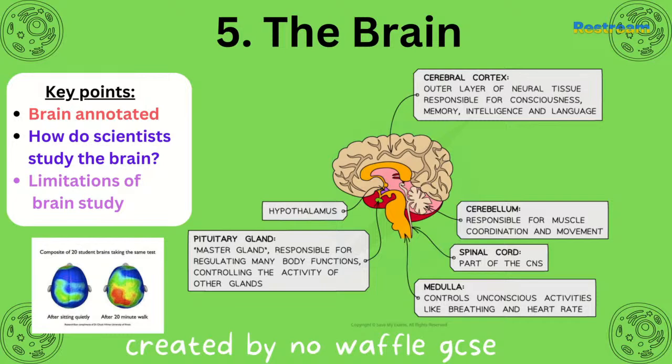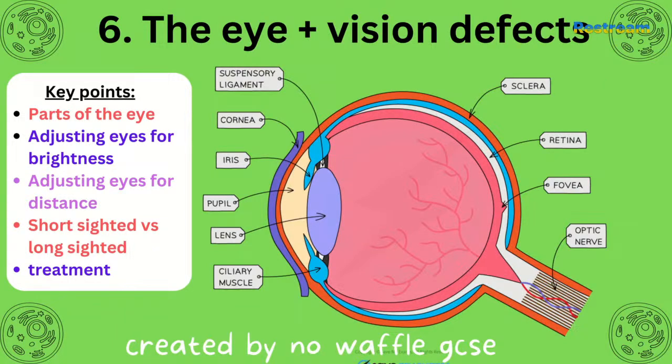Now moving on to the next topic, which is the eye, as well as vision defects. Do tell me if you have any questions or you'd like me to slow down or focus on anything in particular. So firstly, parts of the eye. Right on the outside of the eye, we have the sclera. Now this is a tough outer layer and it's responsible for supporting the eye and maintaining its shape.